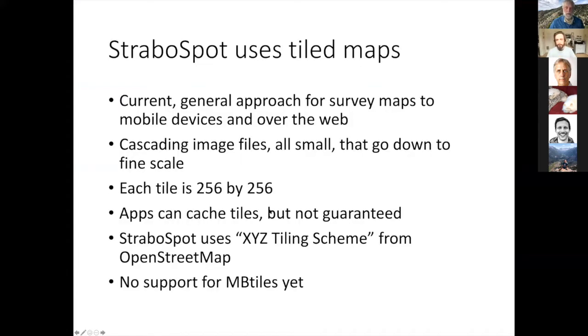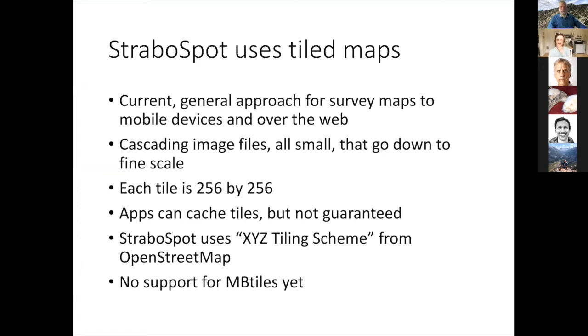So one of the things to get you homed in on is that StraboSpot uses tiled maps. You may not have thought about this very much, but when you get a map that comes into your device, it has to be downloaded somehow. And the way essentially everybody does this these days, including the USGS at this point, and any map server you use, is they have stored map tiles, which are small little squares at different sizes that contain part of the image.